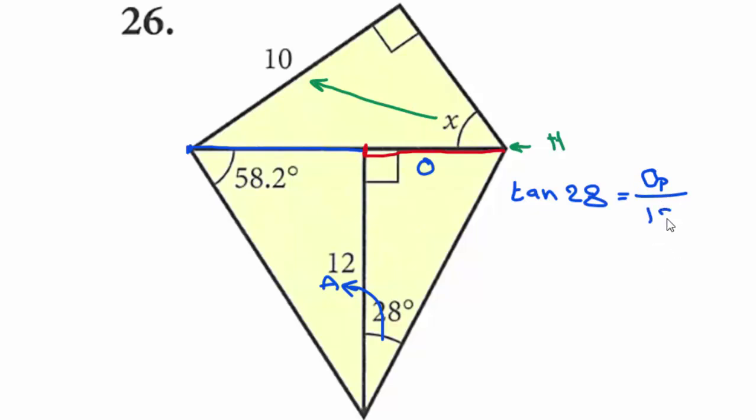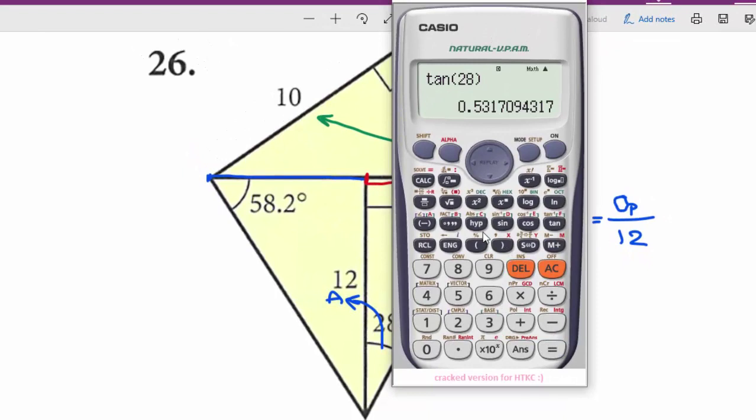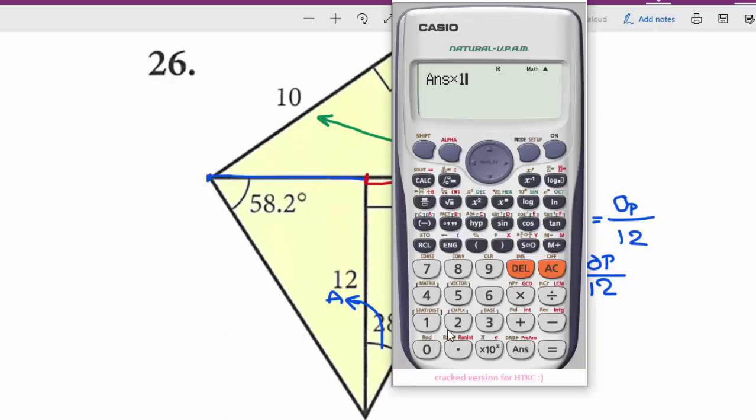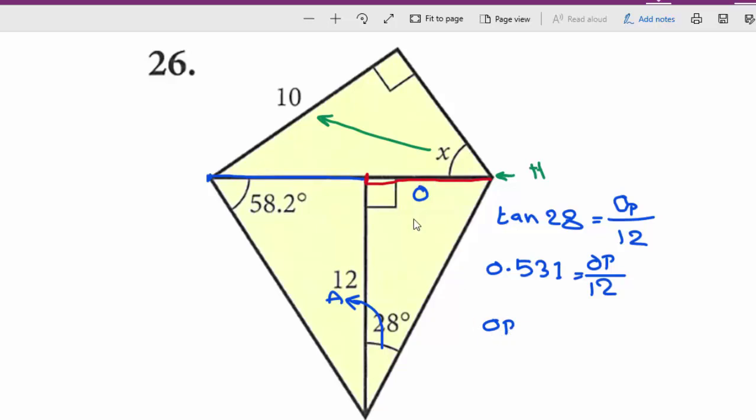Now, tan of 28 is equal to the opposite over the adjacent, which is 12. Now, tan of 28 is equal to 0.531. 0.531 is equal to opposite over 12. How can I get rid of this 12? If I multiply both sides by 12, this one will be cancelled and this one will be multiplied by 12. This result, 0.531 times 12, is 6.38. So opposite here is equal to 6.38 centimeters. We got the first part of the hypotenuse that we wanted to find. So let's call this the first part.